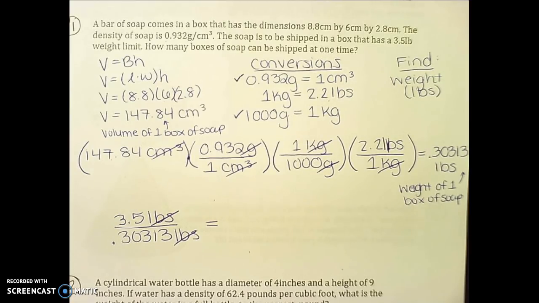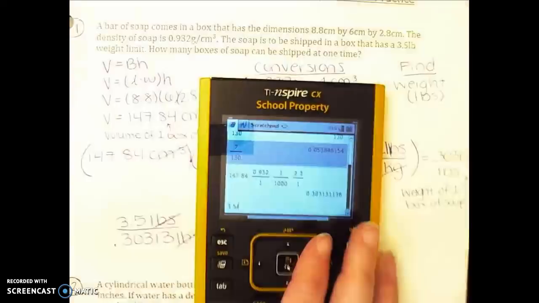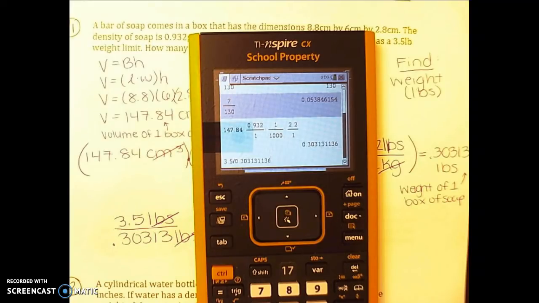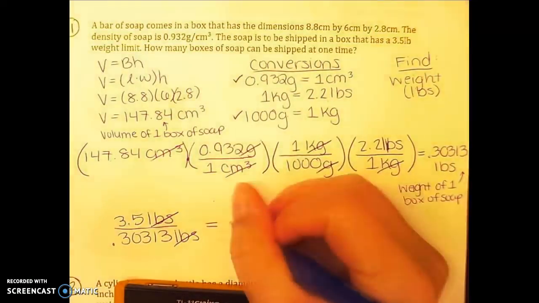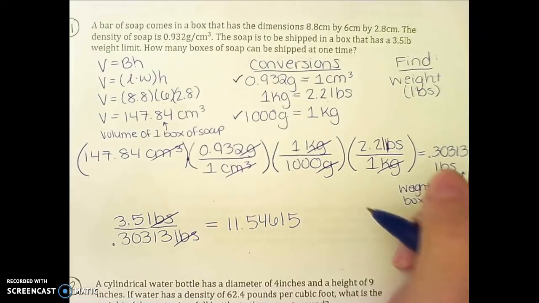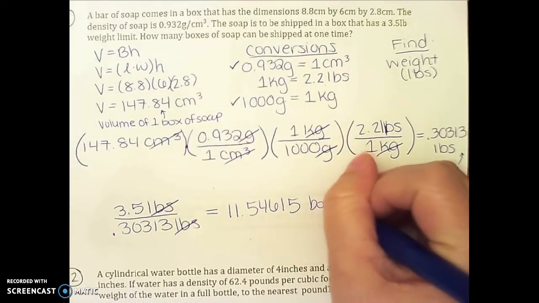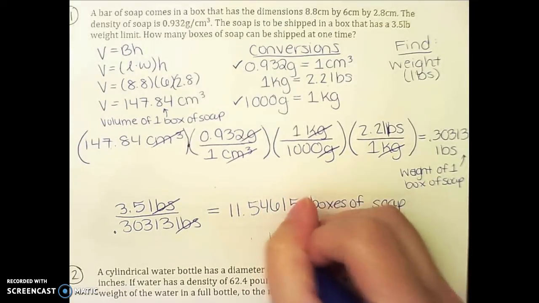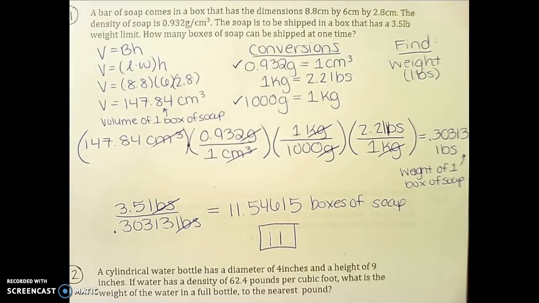So in the calculator, 3.5 divided by 0.3. Actually, don't forget, to get an exact answer, I'm just going to arrow up, select it to bring it down, and hit enter. So I have 11.54615. And then again, that's my number of boxes of soap. Okay, I can't put a partial box of soap in the box, so what that tells me is that I can fit a maximum of 11 boxes. So that's my final answer. That's boxed in. And notice my final answer still doesn't have any units. I know that it's boxes of soap, but I'm not writing that down.